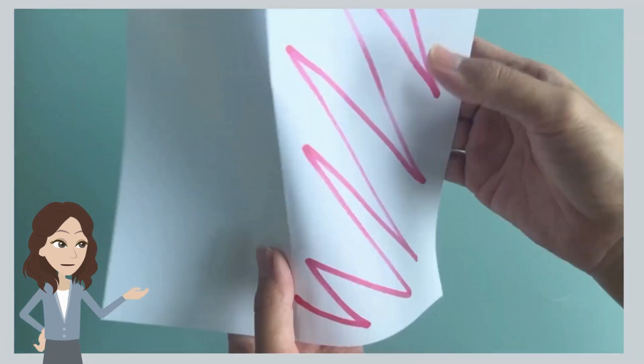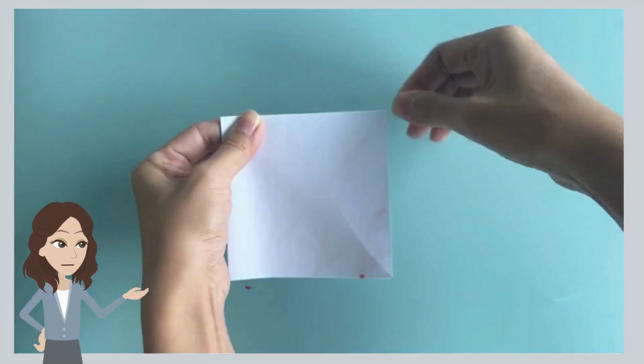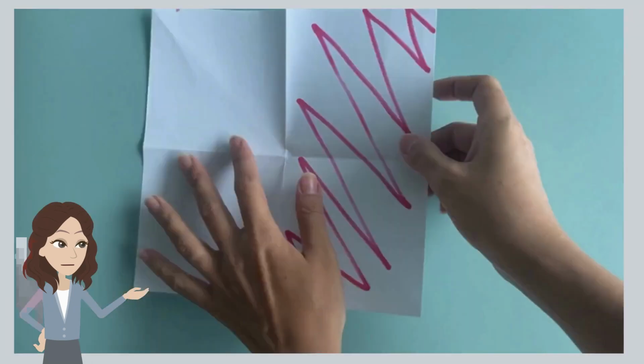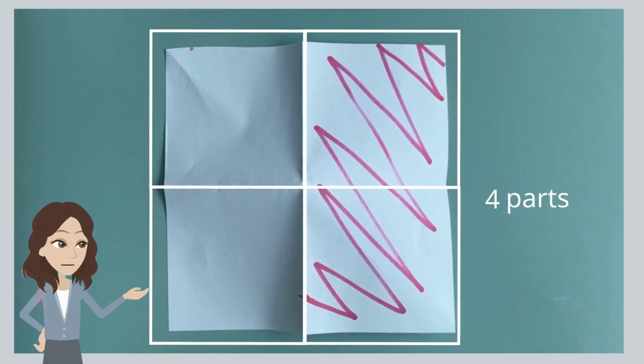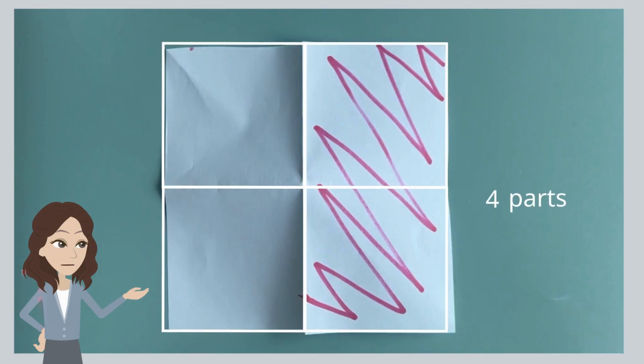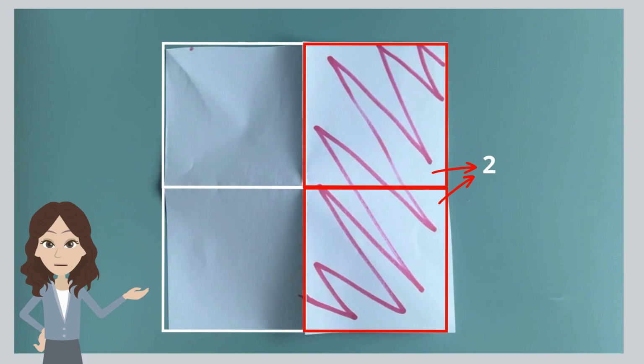Now, let's fold the paper one more time. After folding the paper again, we have 4 equal parts. Out of the 4 parts, how many parts are shaded? 2 of the 4 parts are shaded. So, we can also say that the fraction of the paper that is shaded is 2/4.